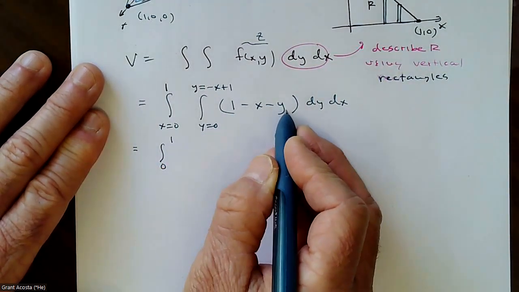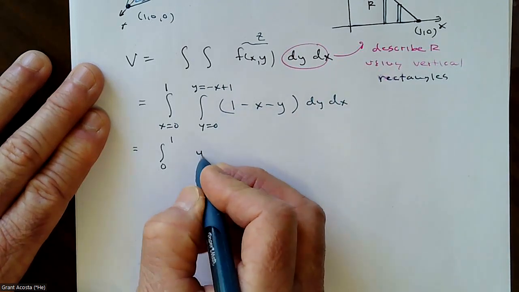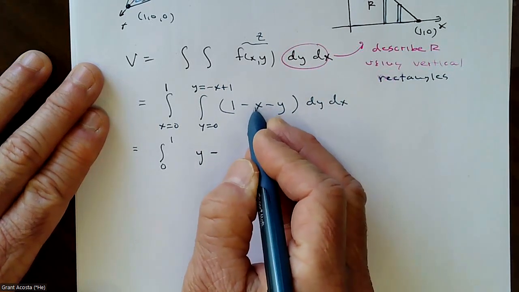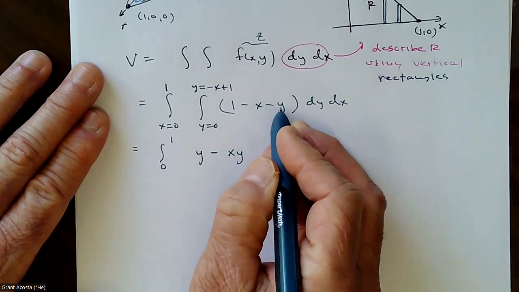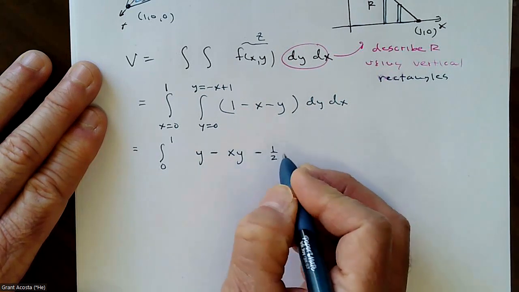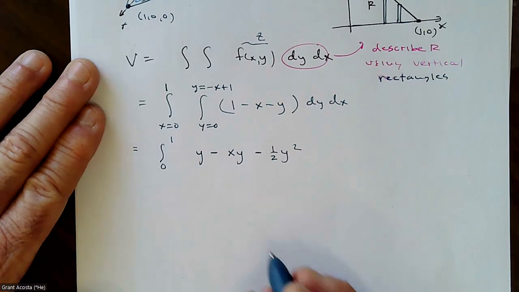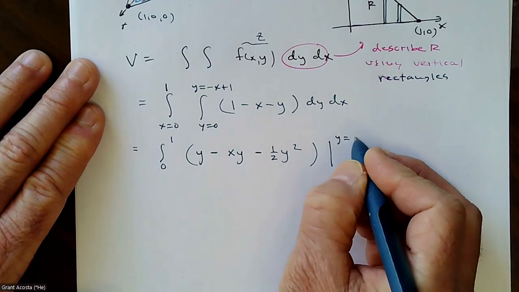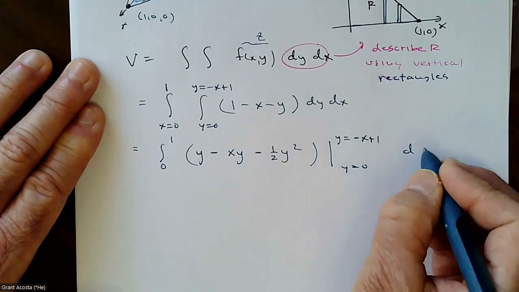So I want to integrate this with respect to y first. So the antiderivative of 1 would be y. We're treating x as a constant, so the antiderivative of -x is actually -xy, right? It's not like a partial derivative, it's an integration. And then that would be -1/2 y squared, evaluated from y equals -x plus 1 to y equals 0, and then we're going to integrate all of that with respect to x.